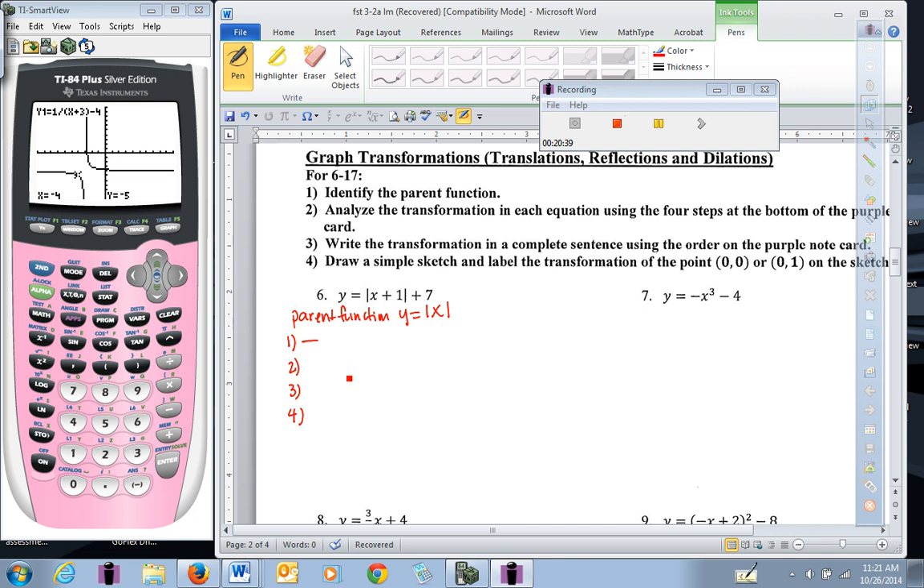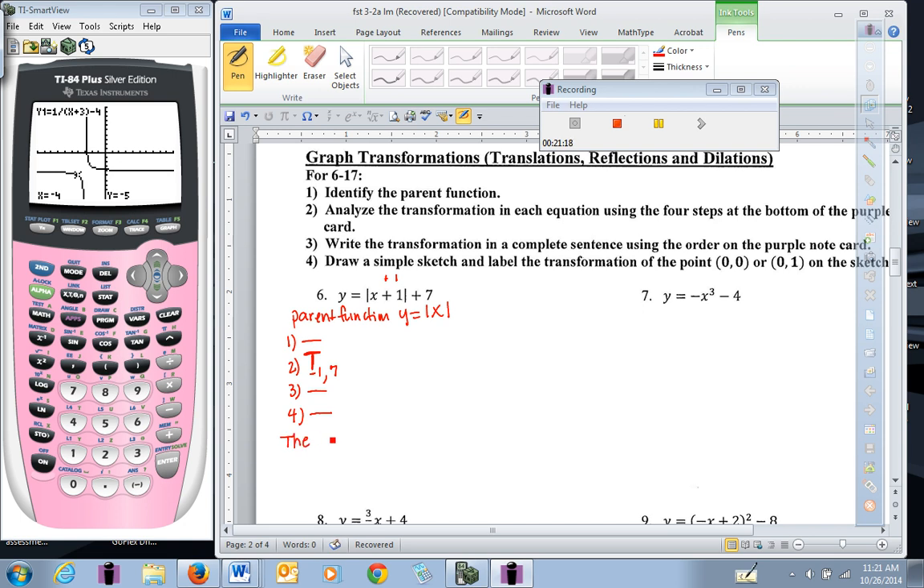The second thing we're going to look for is the translation. And so for the translation, I'm just going to write my big capital T. I see that I have a +1 inside the grouping symbol, which means this will go 1 to the left. I have a +7 outside the grouping symbol, which means it'll go 7 up. So I want to keep that written this way so I can say it's 1 to the left and 7 up. Okay, for number 3, do we have a dilation? Well, I have no coefficient number outside, and the coefficient of x on the inside is a 1, so we don't have that. And for number 4, we don't have a negative inside, so we don't have that either. So I'm going to come down here and write my sentence.